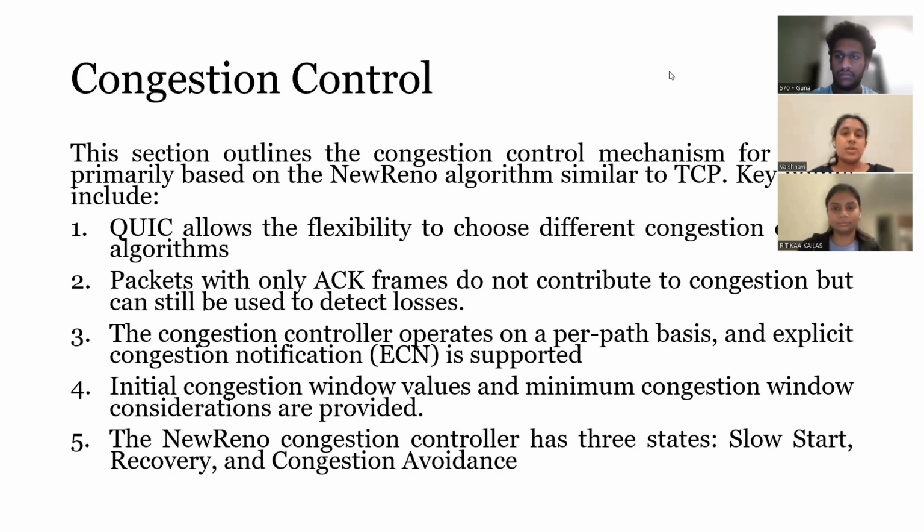In congestion control in QUIC, there are four main points apart from the points displayed here: algorithm flexibility, acknowledgement-only packets, per path congestion control, and also window constraints, where a few of these are already mentioned in those five points which have been shown on the presentation. But these are the points I would like to speak about.